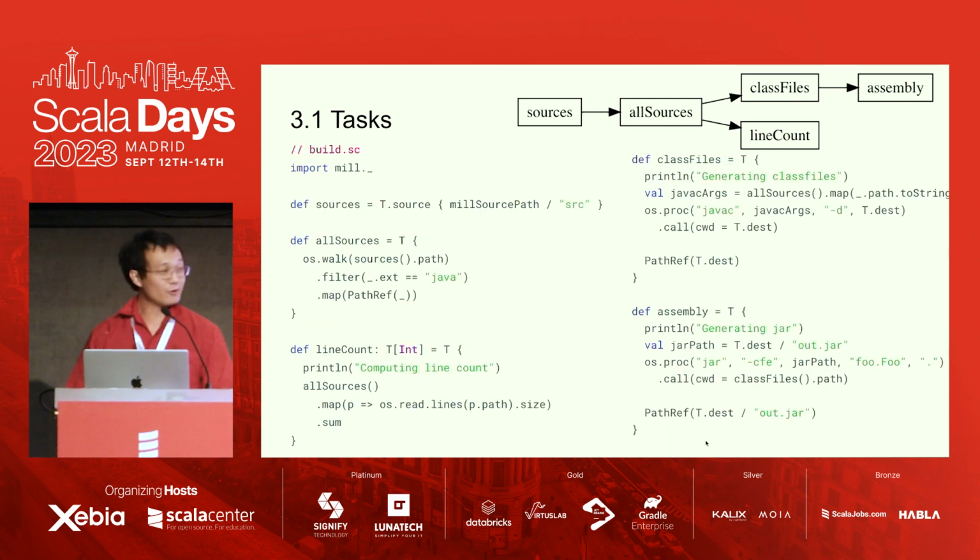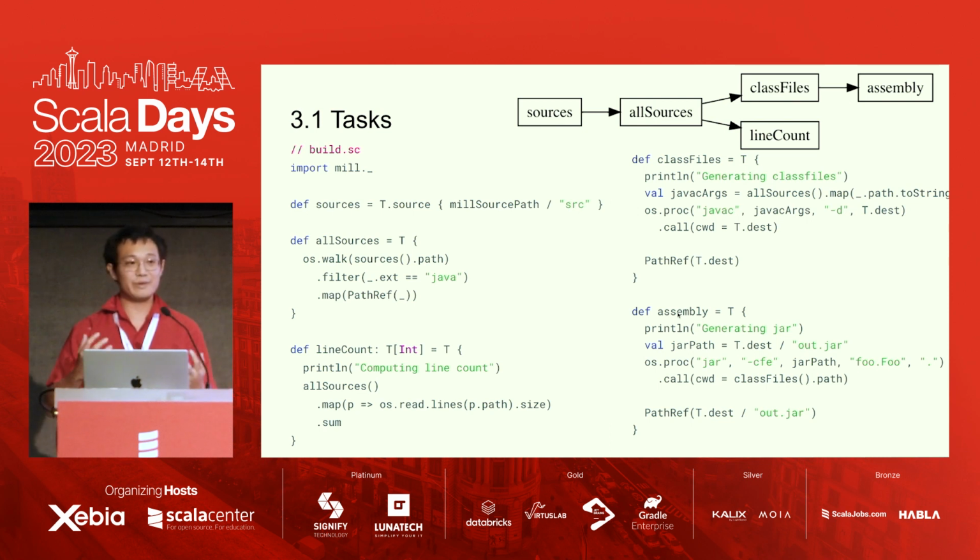So here's the full code for the worked example. On the left, you can see sources, allSources, and lineCount. On the right, you see classFiles and assembly. And so the Mill tasks, they are just functions that can contain arbitrary code. You can have logic running in memory, like we do for lineCount here, using map, sum, whatever. You have logic running in subprocesses, like classFiles and assembly. They shell out to javac and jar.